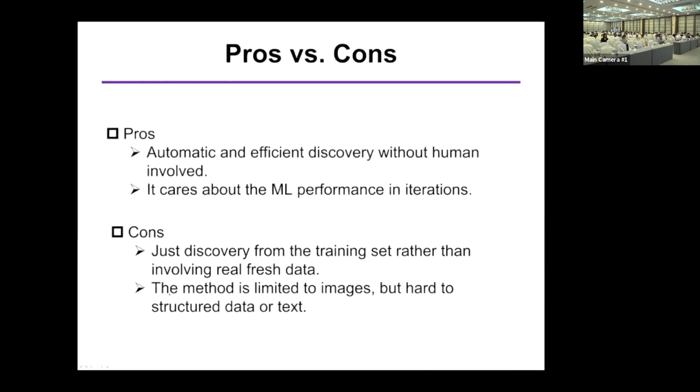And the pros are the automatic and efficient discovery without humans involved. And the second one is that the method cares about the machine learning performance in iterations. And the cons are that AutoAugment just discovers from the training set rather than involving real fresh data. And this method is limited to images but hard to apply to structured data or text.